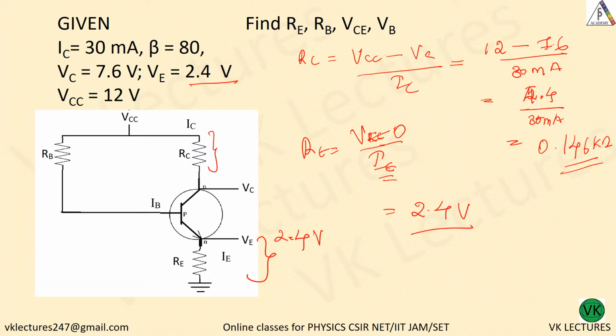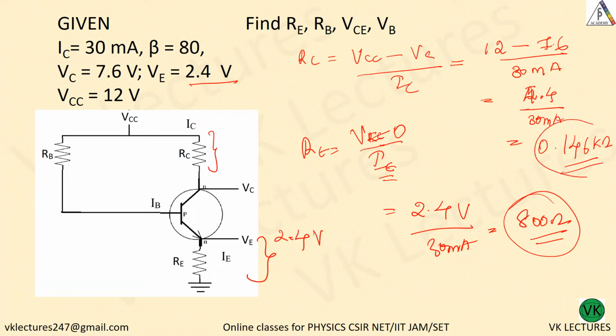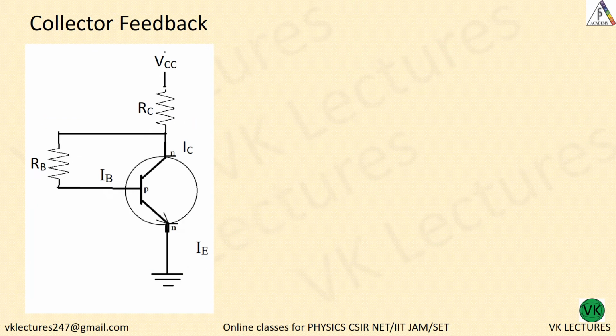IE is nothing but IC, that is equal to 30 milliampere. So that particular value is 2.4 by 3, 0.8, 80. So that will be around 800 ohm. Milliampere will go upside. So this is it: 146 ohm, 80 ohm, 800 ohm.